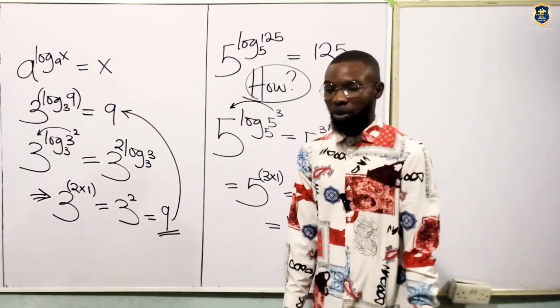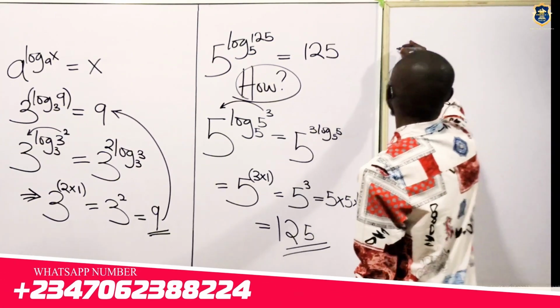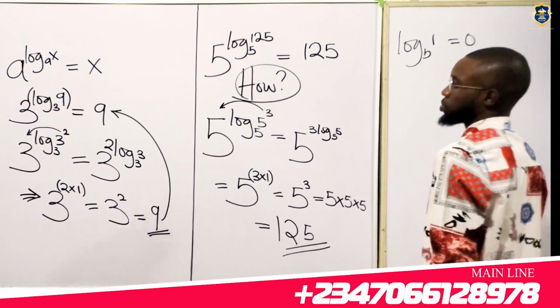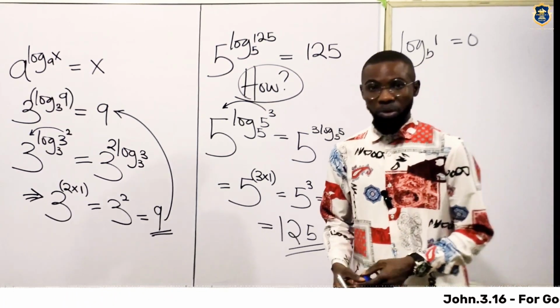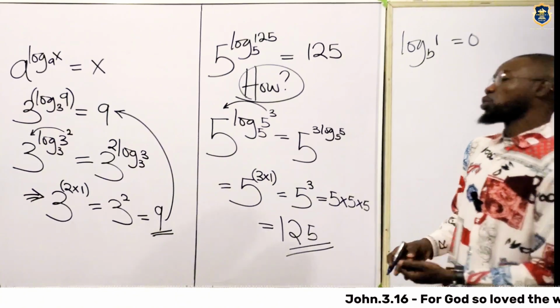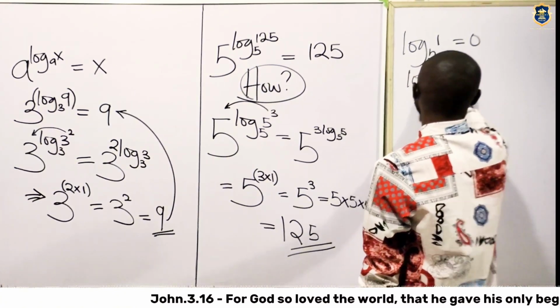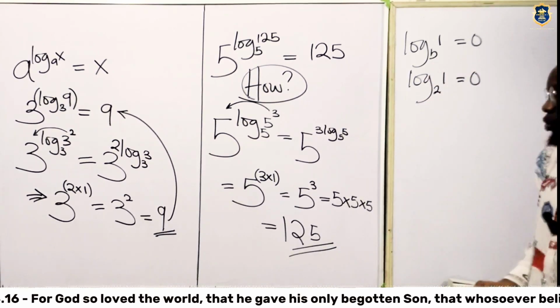That's the special case I wanted to show you. The next special case is if we have any log. Let's assume we have log base b of 1 is equal to 0. Log of any base to 1 is equal to 0. So if we have, for instance, log base 2 of 1, the answer is 0. Right? Why? Let me show you why.